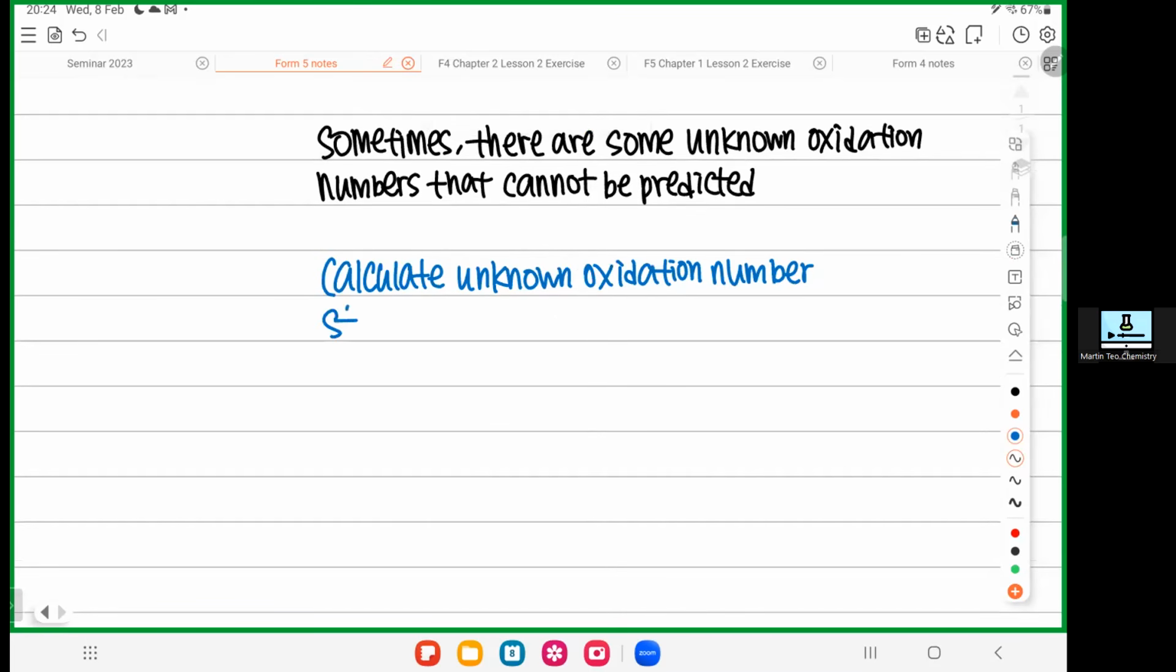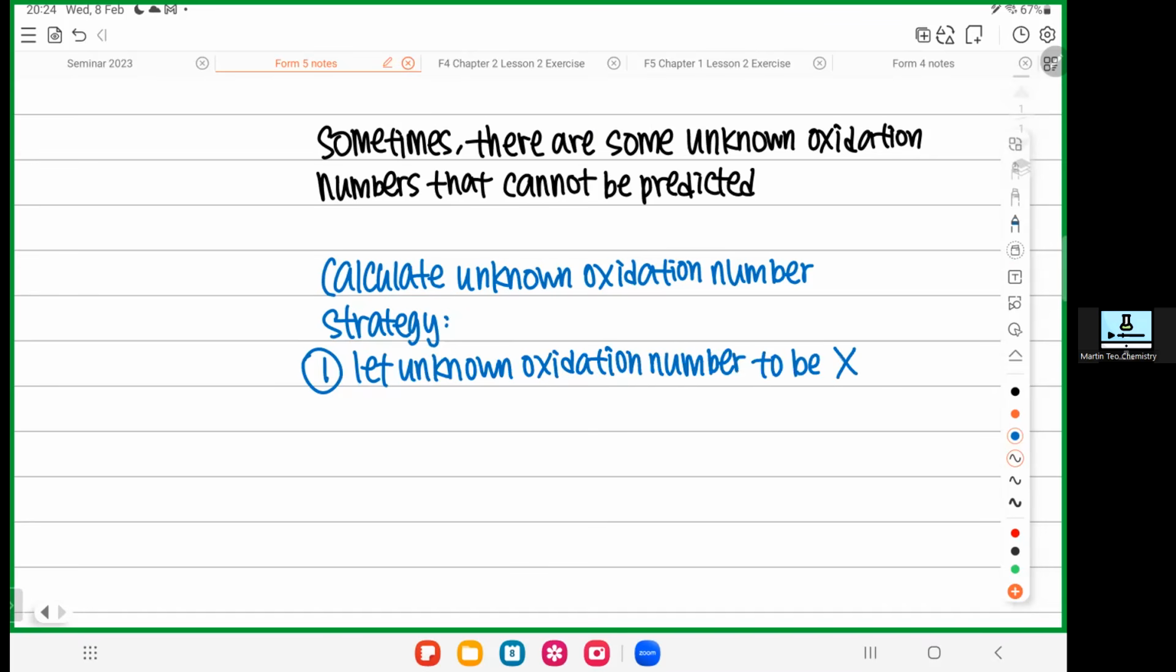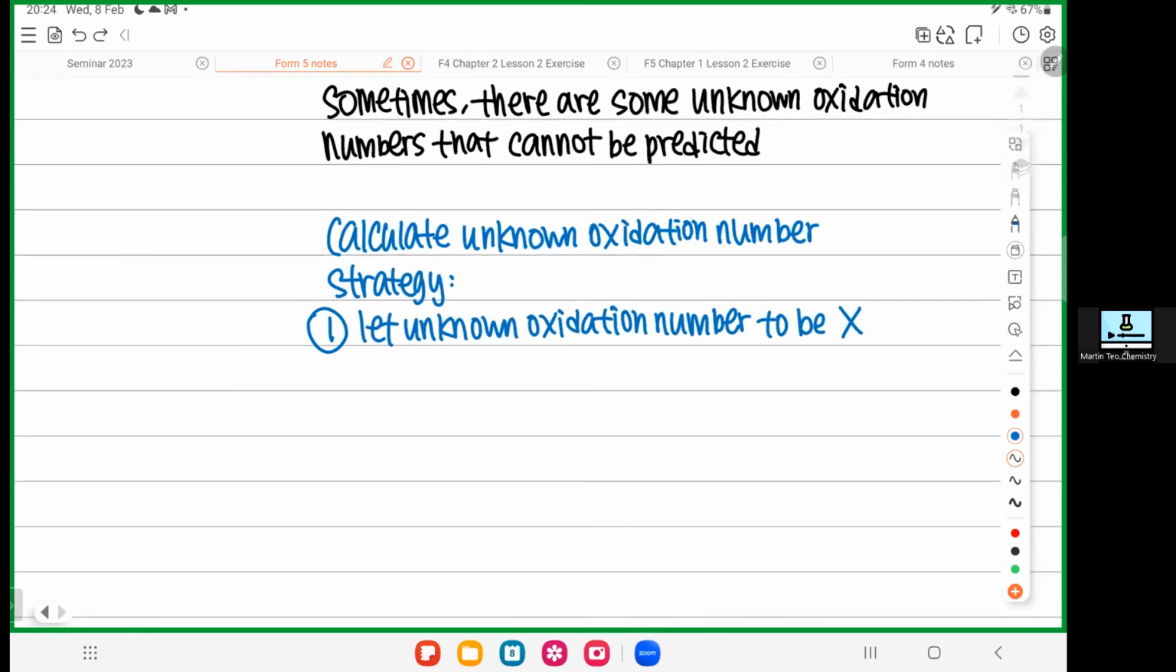So this is the strategy. Number 1, let the unknown oxidation number, the one that you don't know, be X. Can you use W, Y, Z? Also can. You can use any unknown, it's up to you. I love to put X.